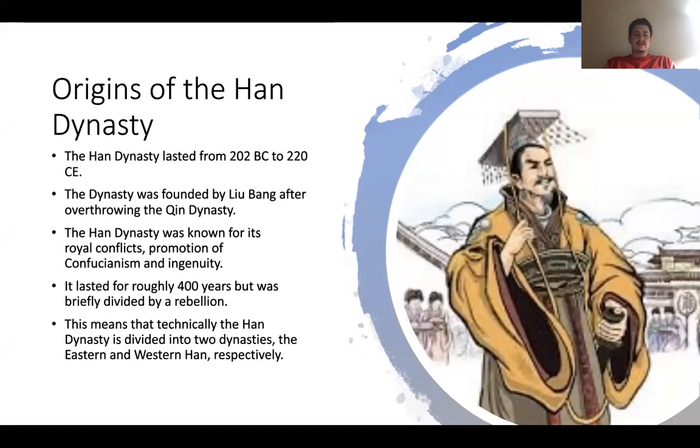If you remember when we did the Qin Dynasty paper in class a week or two ago, Liu Bang was mentioned in one of the documents. And he's the guy who overthrew the Qin and brought in the Han Dynasty. They were known for their royal conflicts, promotion of Confucianism, and their ingenuity, meaning their inventions, their technologies, that kind of thing. The dynasty itself lasted for roughly 400 years, but there was a brief period where it was divided by a rebellion. And so technically, there are two Han dynasties, the Eastern and Western Han. But for our purposes, we're just going to call them all the Han Dynasty. Just know that there are technically two Han dynasties, the Eastern and the Western.